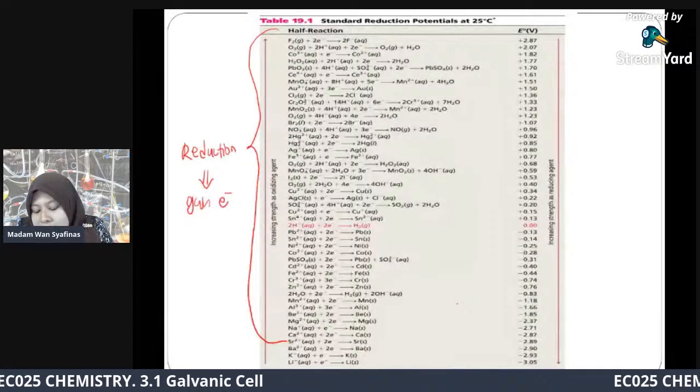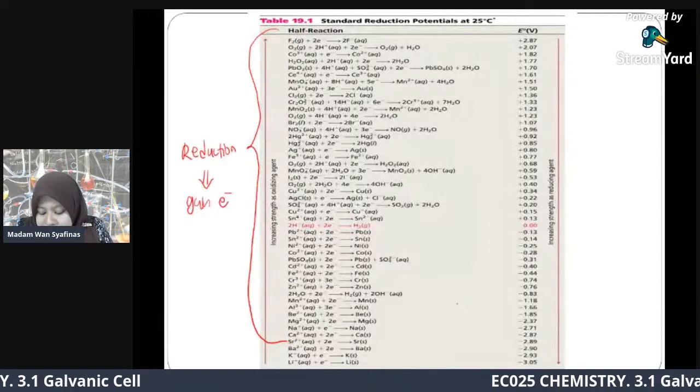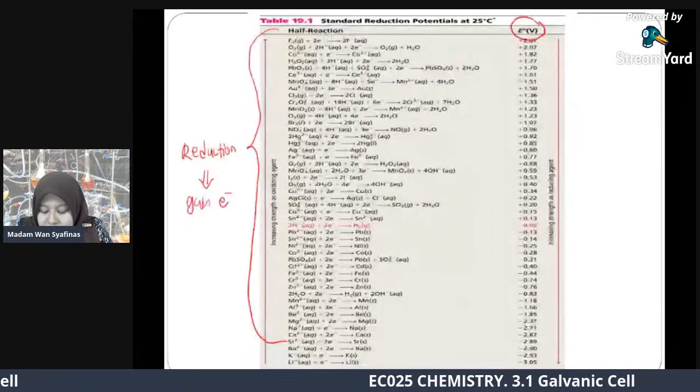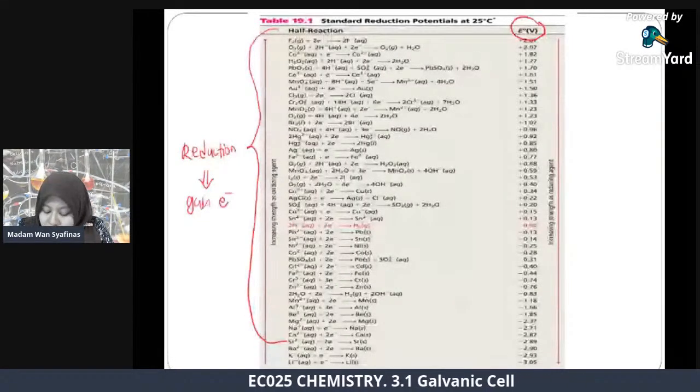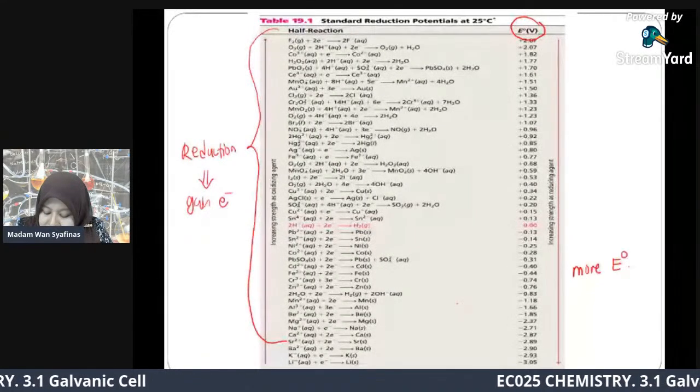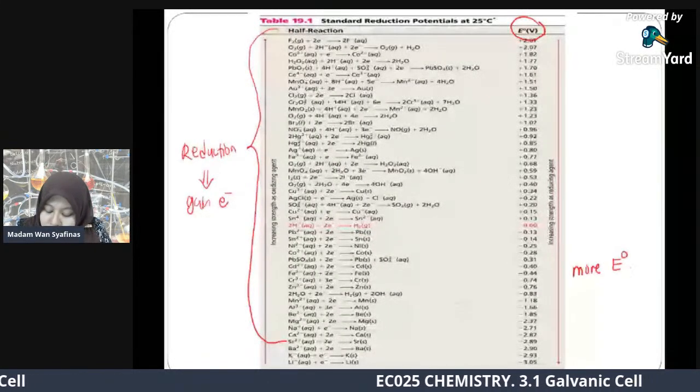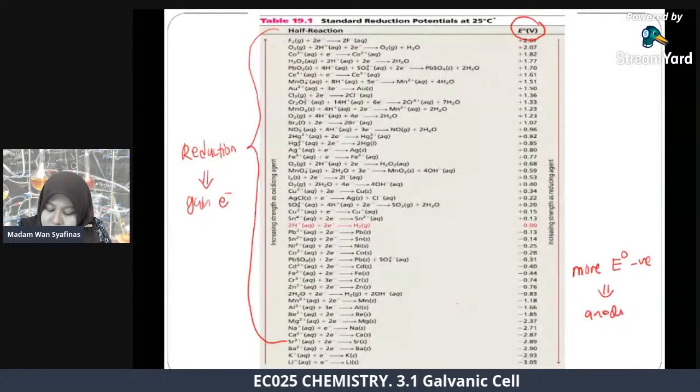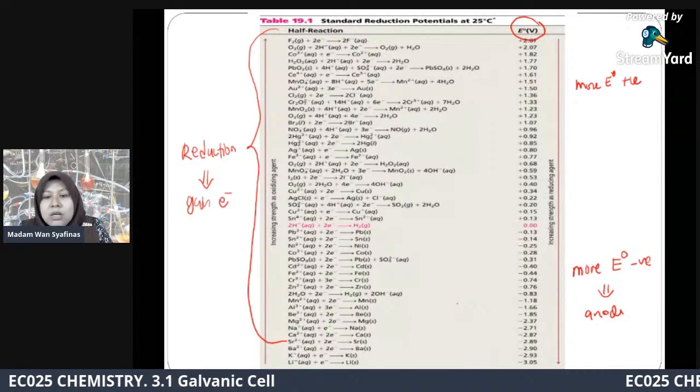Then we have the E0 value. If you look at the values, they start positive and go down to negative. So the more negative E0 value will be at the anode, and the more positive value will be at the cathode. This is how to determine it.